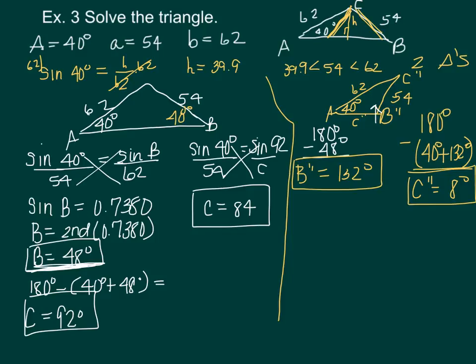And then to find little c, you do sine 40 over 54 is equal to sine 8 over little c. You cross multiply, and you should get your second c is 11.7.